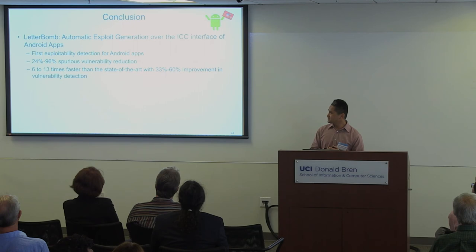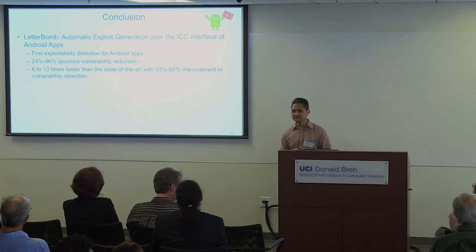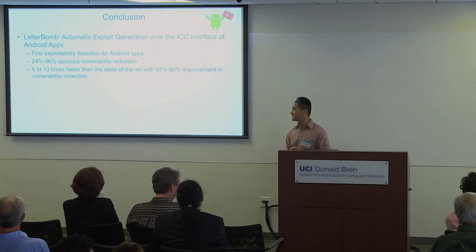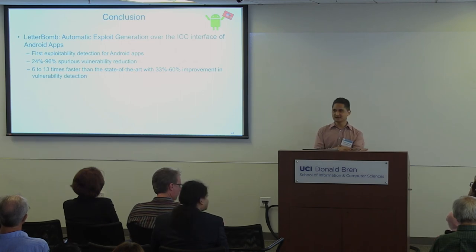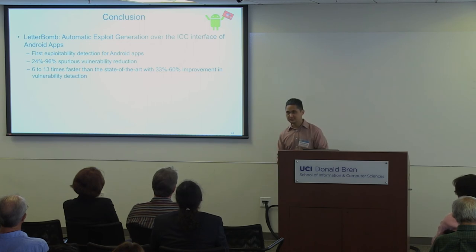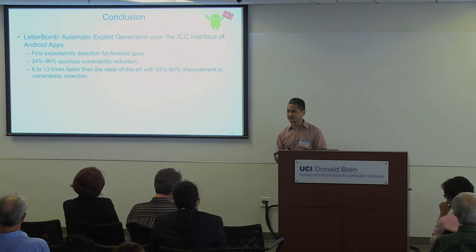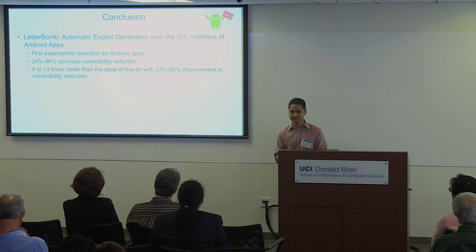So what I've shown you is Letterbomb. It's the first technique that performs automatic exploit generation of exploits along the inter-component communication interface of Android apps. It can significantly reduce the number of spurious vulnerabilities in an analysis. It's also 6 to 13 times faster than the state of the art, while detecting 24 to 96% more vulnerabilities.